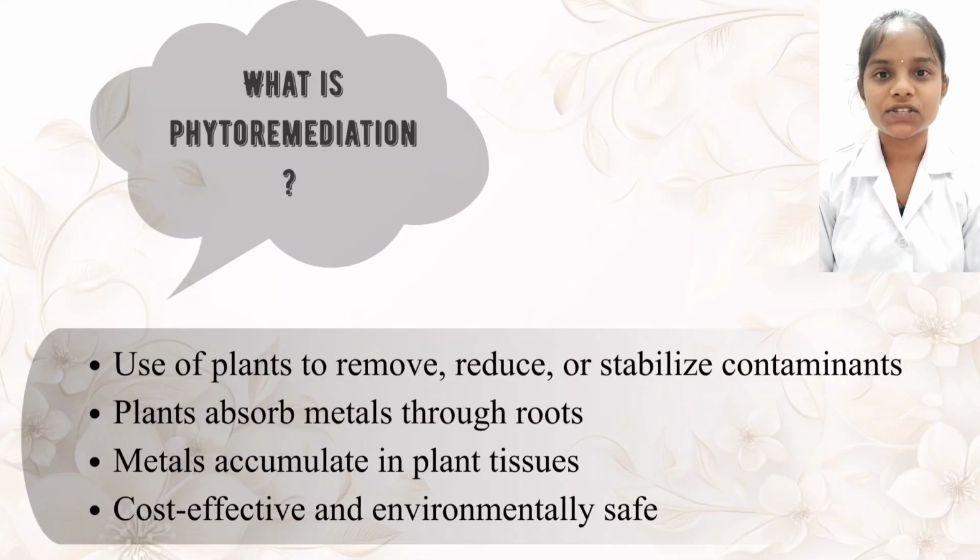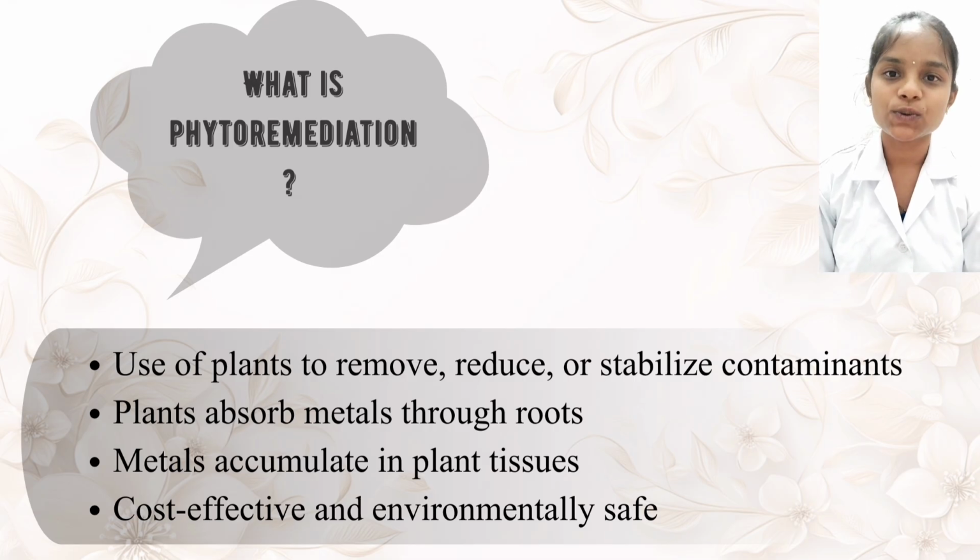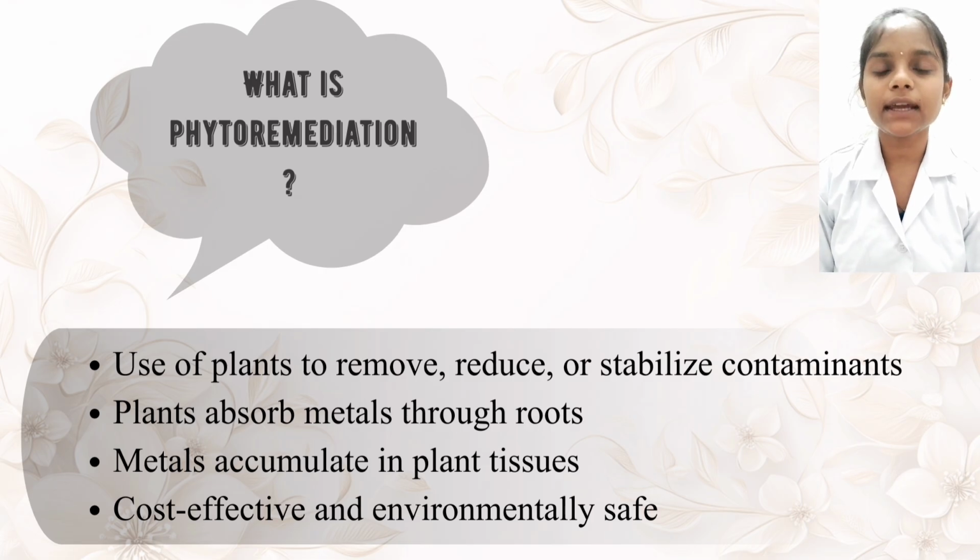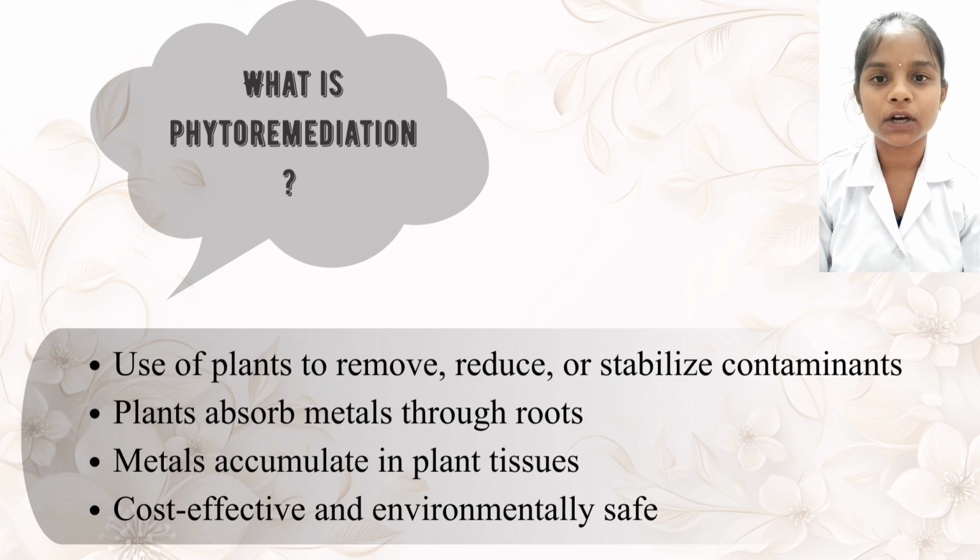What is phytoremediation? Phytoremediation is an environmentally friendly technique that uses plants to clean polluted soil, water, and air. It is considered a green technology because it uses natural plant processes instead of harmful chemicals. Use of plants to remove, reduce, or stabilize contaminants. Phytoremediation mainly involves using plants to remove, reduce, or stabilize harmful pollutants from the environment. Some plants have the natural ability to absorb toxic substances such as heavy metals, pesticides, and industrial pollutants.